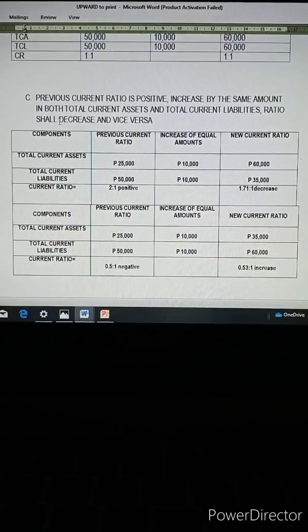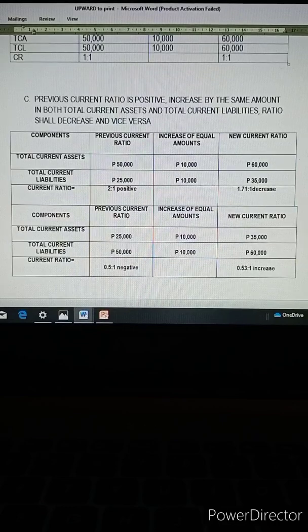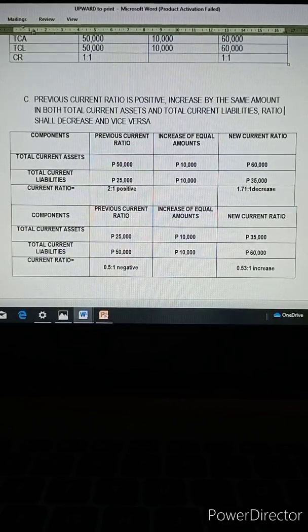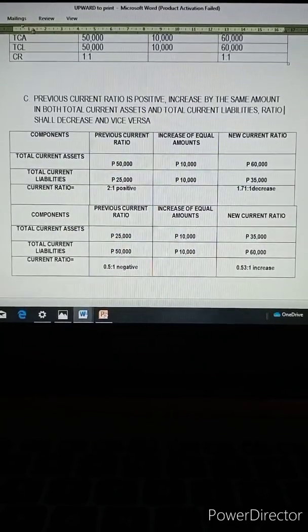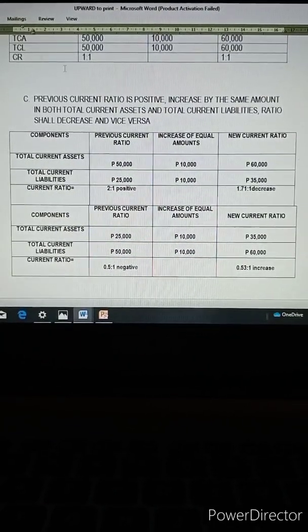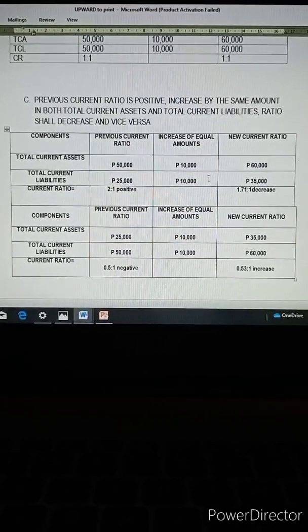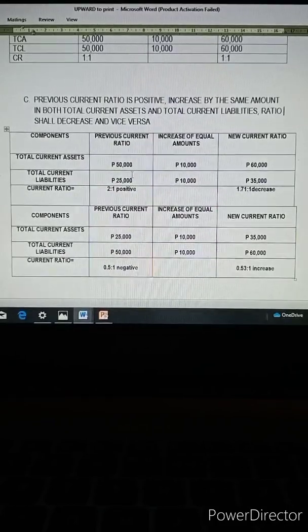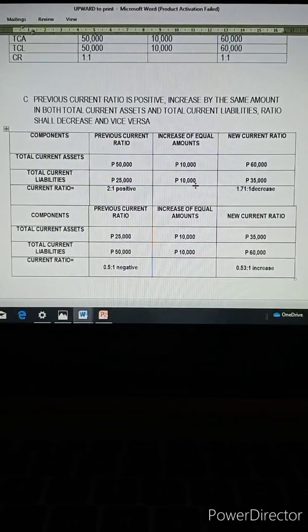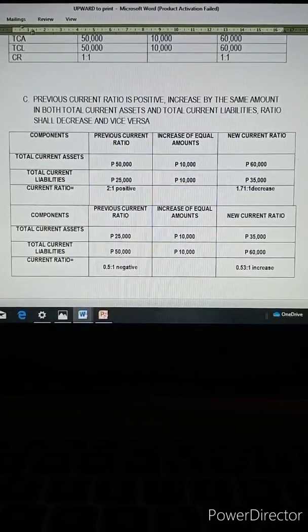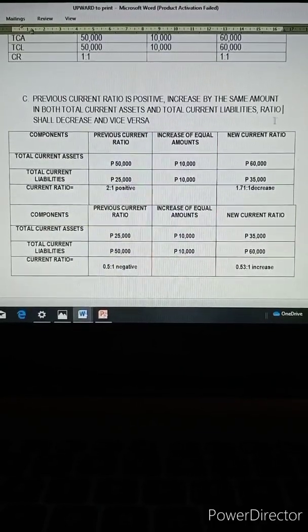In letter C, if the previous current ratio is positive and there is an increase of the same amount in both total current assets and total current liabilities, the ratio shall decrease, and vice versa. In the illustration, we have total current assets of 50,000, then an increase of 10,000, so the new total is 60,000. On the total current liabilities, we have 25,000 with an increase of 10,000, so a total of 35,000.